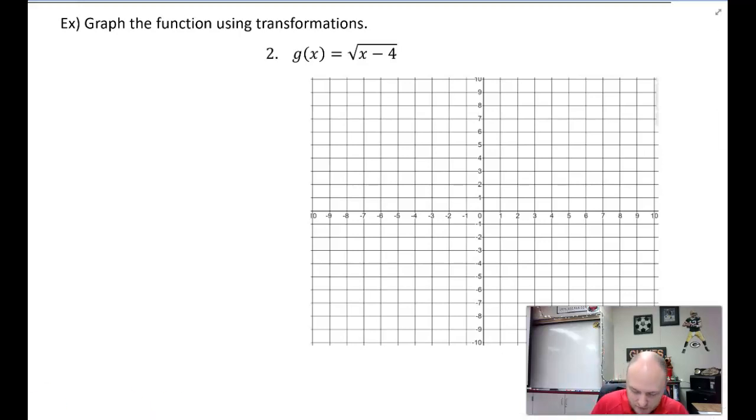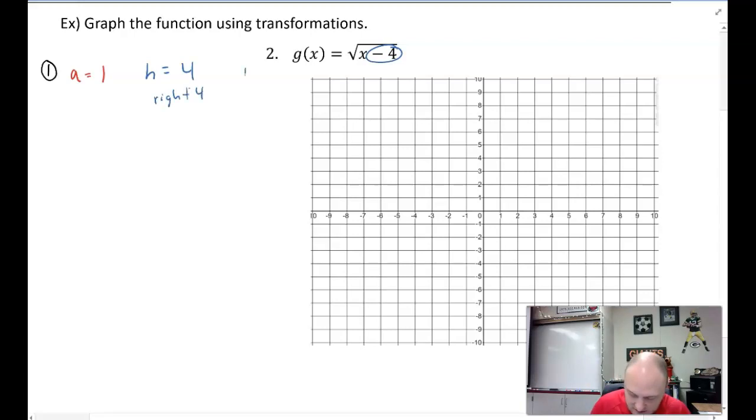All right, and I'm going to go through the step process again. So step number 1, identify our A. In this case, our A value is 1. I don't have stretch, don't have compression, I don't have reflection. Hey, that's good. Next component, parameter. H value is 4. Remember, it's always the opposite. So that's going to cause us to go right 4.